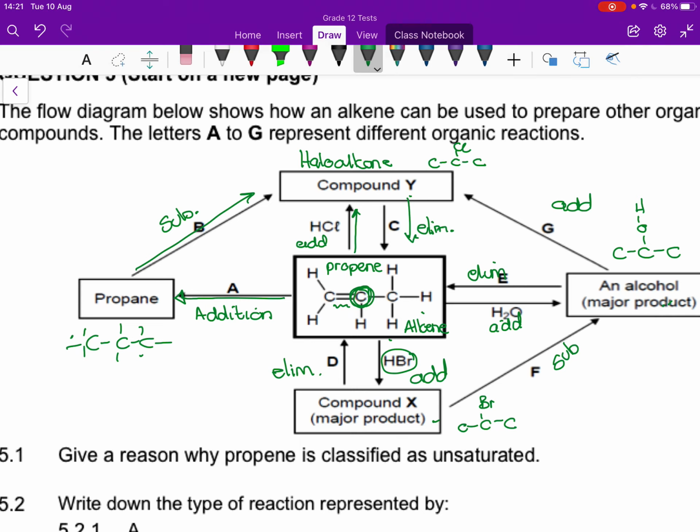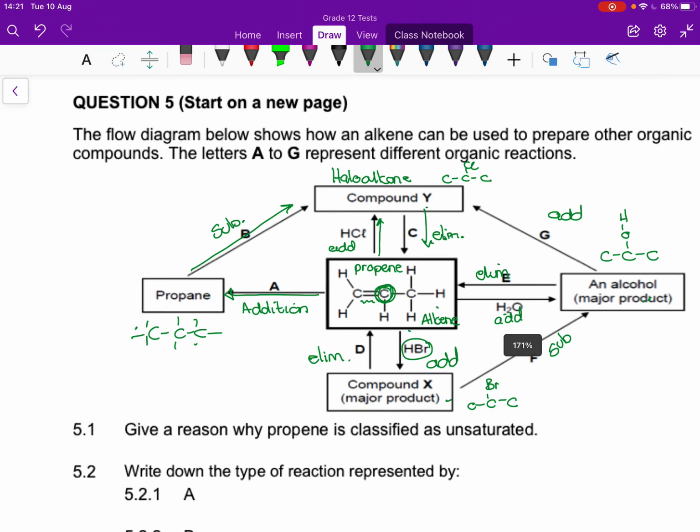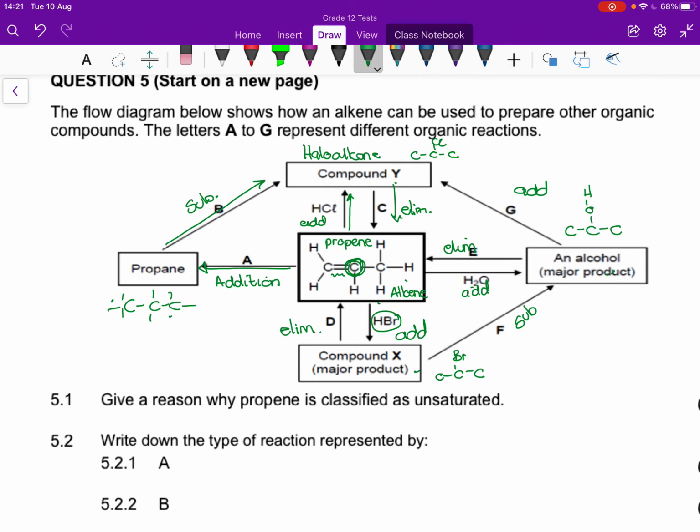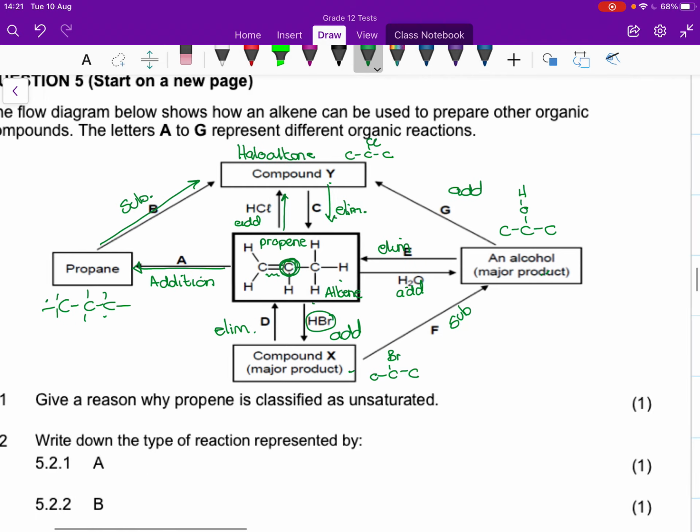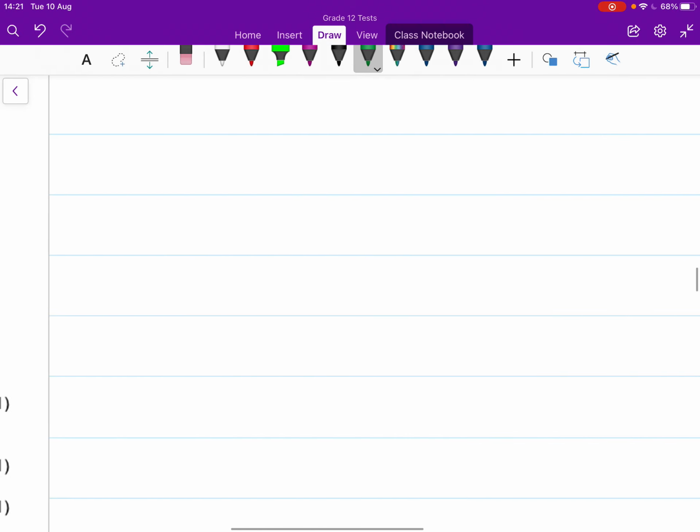It makes it easier for me to make some decisions about what they're asking me. So the first thing is give a reason why propene is classified as unsaturated. Please be careful here. Unsaturation in what we got is it contains a double bond. It's not enough.